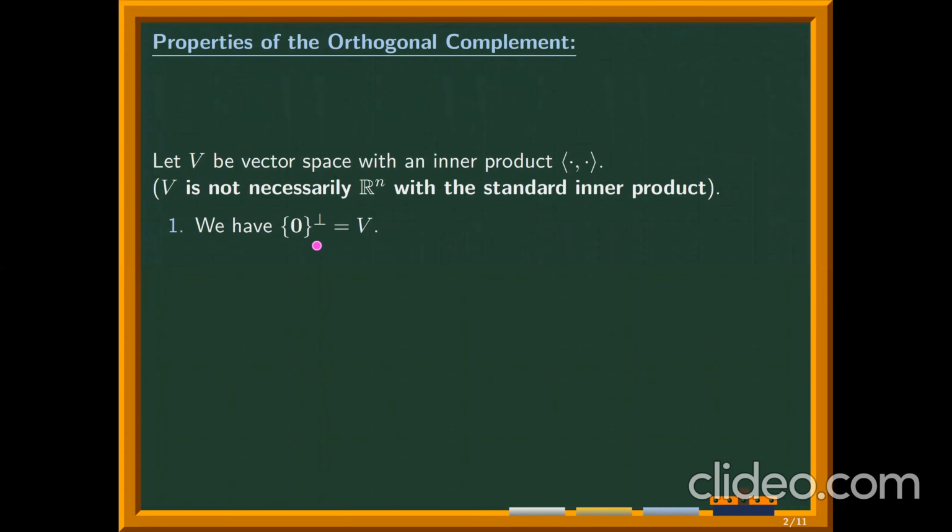First, we note that the orthogonal complement of the set containing the zero vector is the entire vector space V, and conversely, the orthogonal complement of the entire space is the set containing the zero vector, or the zero subspace. The reason for these two properties is that the only vector that is orthogonal with every vector in V is the zero vector.